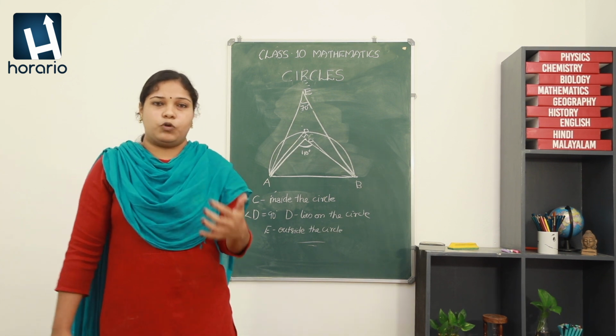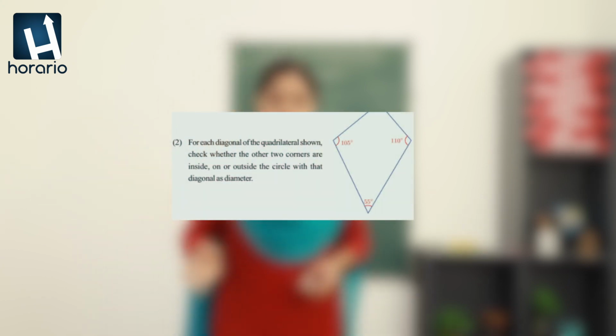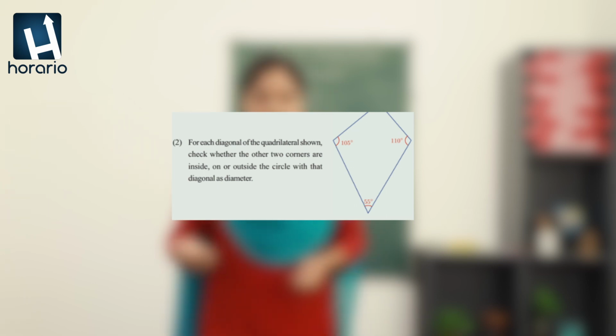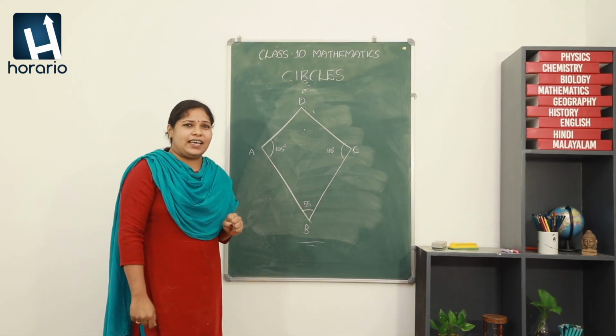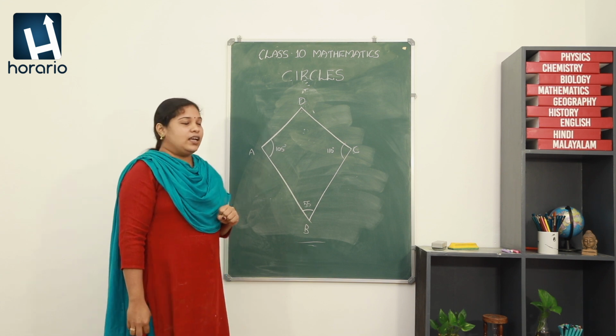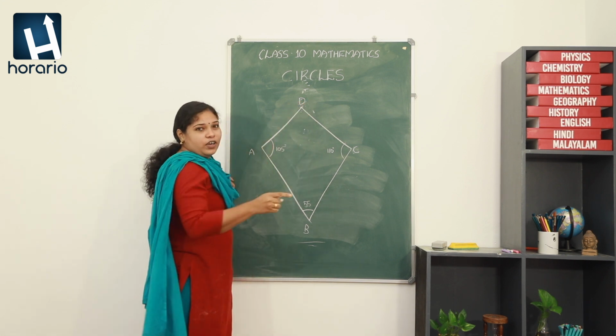Okay. Now, let us move on to our second question. I will read the question. For each diagonal of a quadrilateral shown, check whether the other two corners are inside, on, or outside the circle with that diagonal as diameter. What do you mean by a diagonal of a quadrilateral? The line segment joining the non-adjacent vertices.